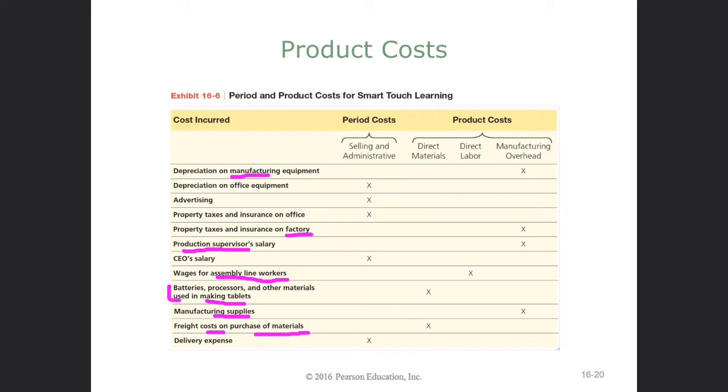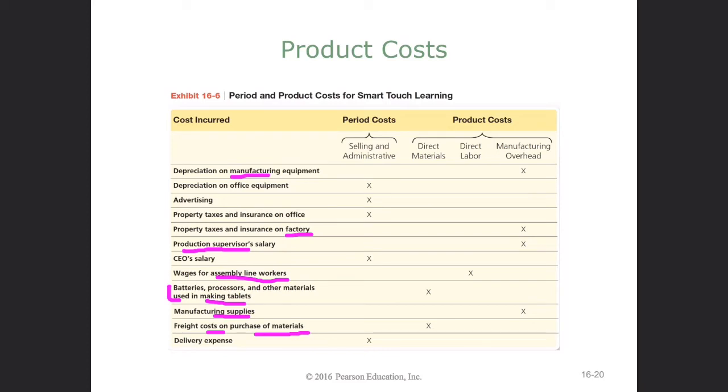These other items are considered period costs. They're not directly associated with the product. Take the depreciation on office equipment. The company we're looking at creates tablets, but they have an office. So let's say this is their office. We've got a computer in here, a whiteboard, books, pens, pencils. The computer is considered office equipment. This room is our office, and this is our office equipment.